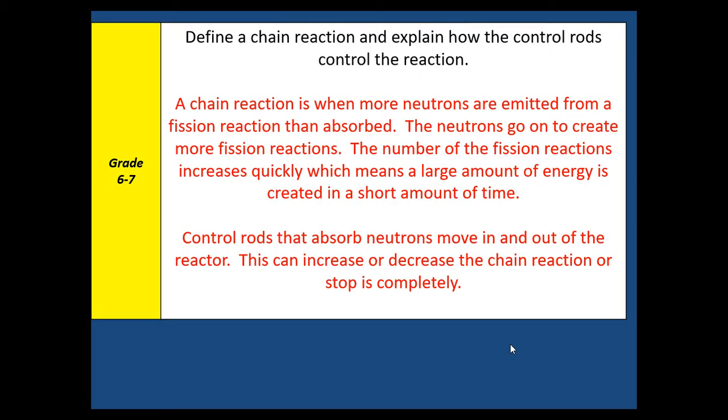So chain reaction is when more neutrons are emitted from a fission reaction than absorbed. The neutrons go on to create more fission reactions. The number of the fission reactions increases quickly, which means a large amount of energy is created in a short amount of time. Control rods that absorb neutrons move in and out of a reactor, and this can increase or decrease the chain reaction or stop it completely.